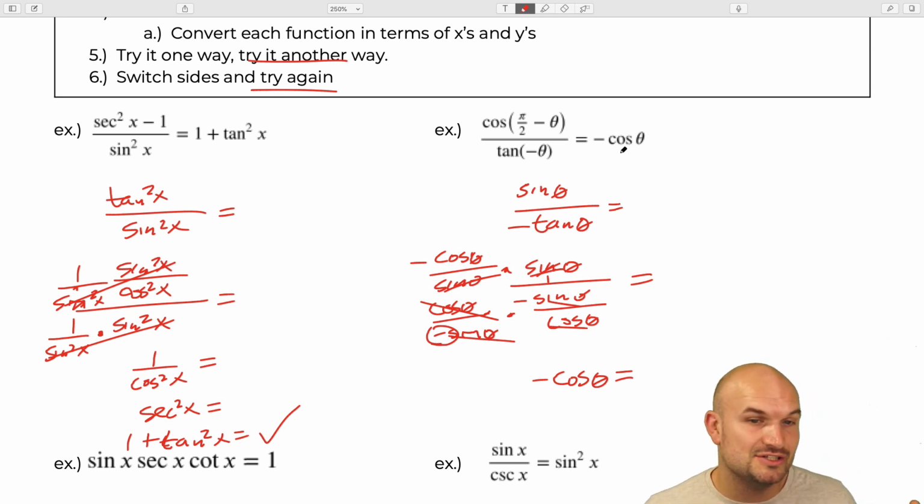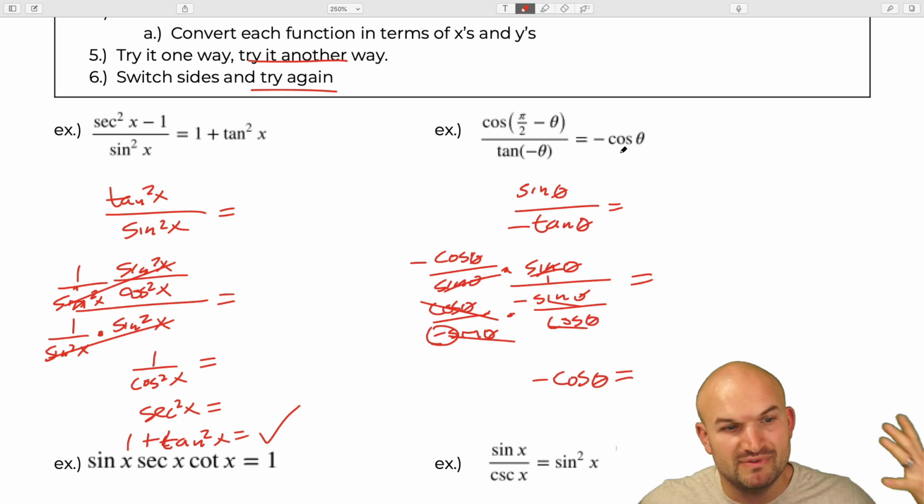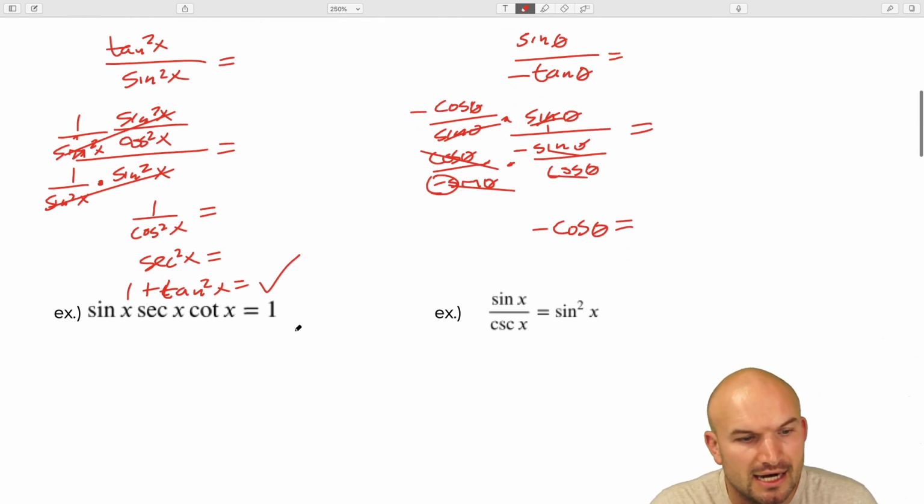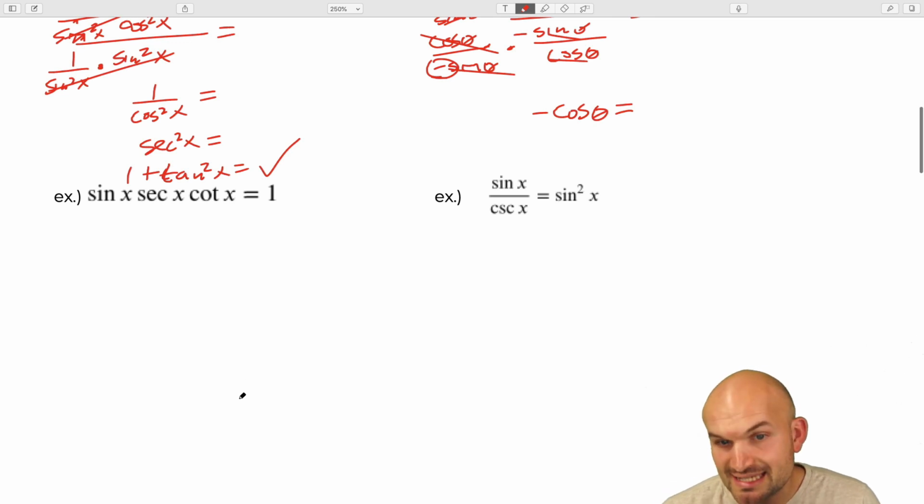So again, in this case, you can see we're just applying our identities. When we find some identities, we're just using the basic identities here. Now let's get into some ones where we're going to use some identities as well as some operations here.